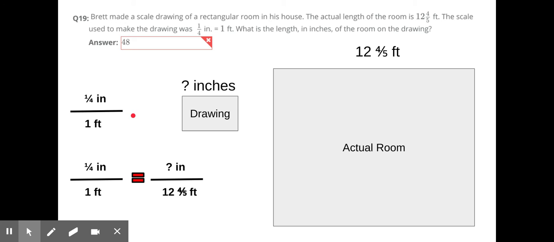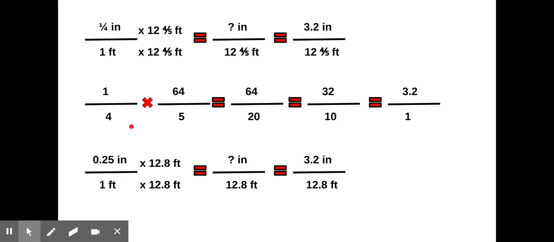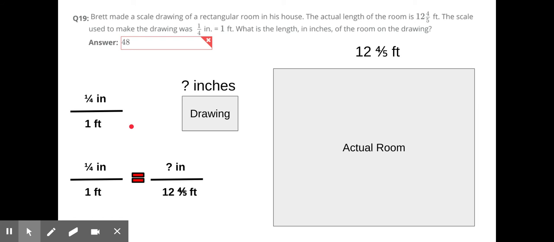All right, number 19. We have our scale. Remember, everything starts with a scale. So we have 1/4 inch equals 1 foot. Now, we're not looking at a scale factor here. We're trying to find out what this length is on this drawing. We know that the actual room is 12 and 4/5 feet, or 12 and 8/10 feet long, but we want to know how long it is on the drawing.